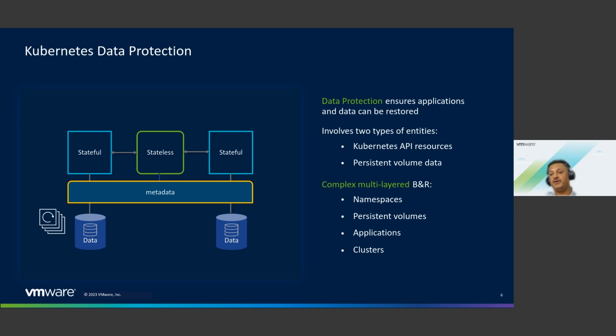When Kubernetes started, most of the applications were stateless. And when I say stateless applications, they are built using Kubernetes constructs like config maps and secrets, and we call it the metadata of the application. So they don't store the data inside the application itself.